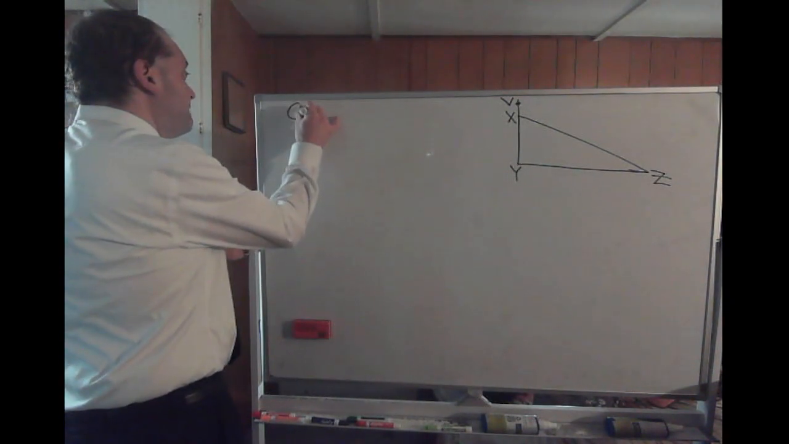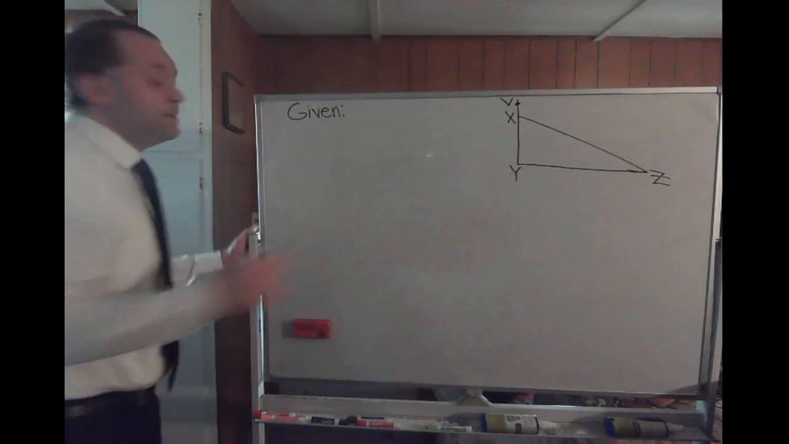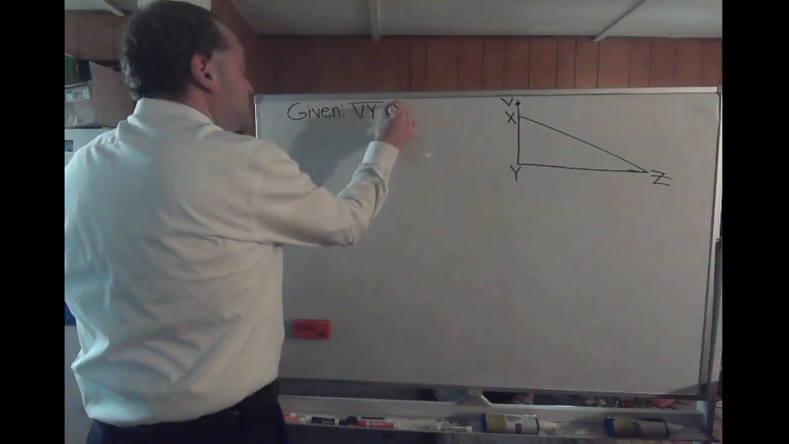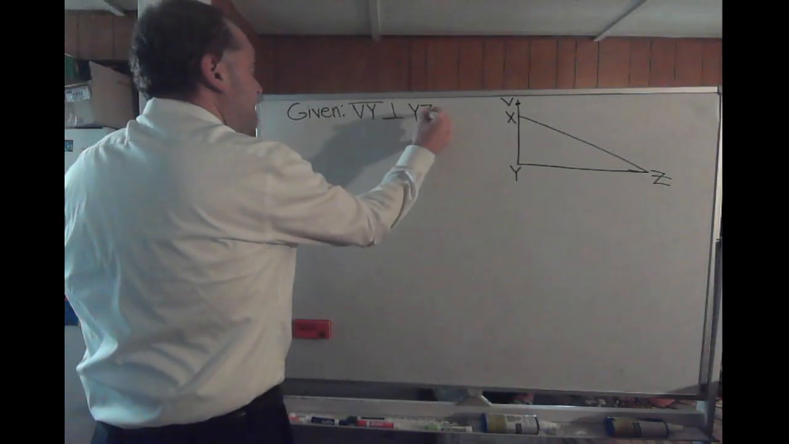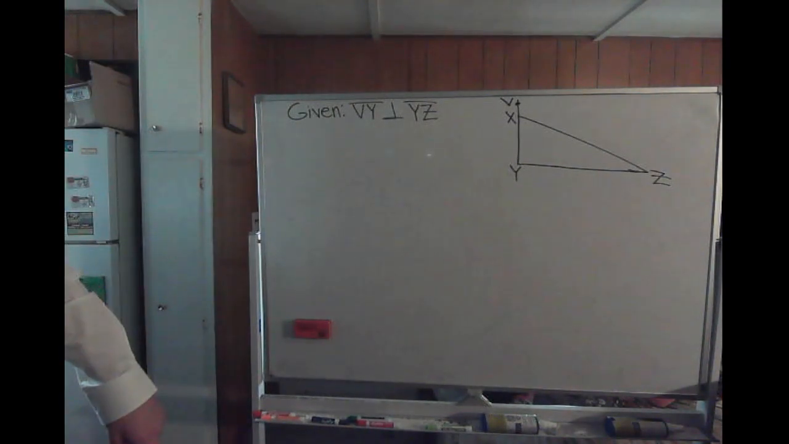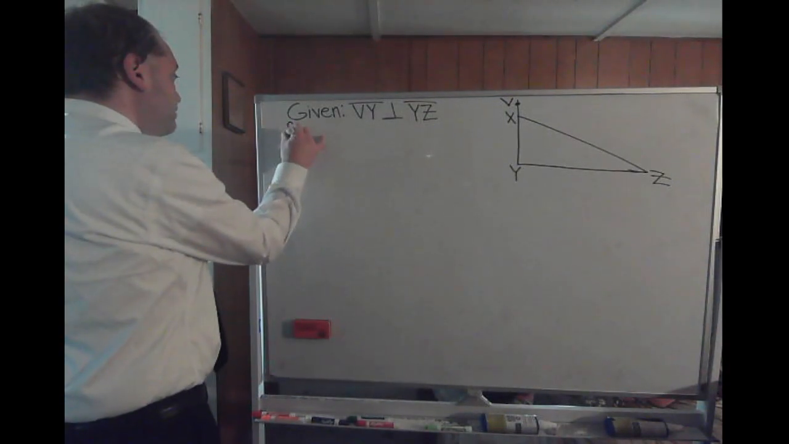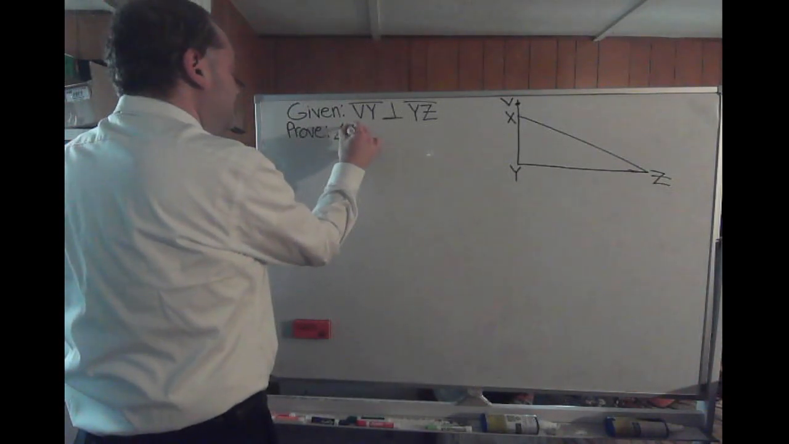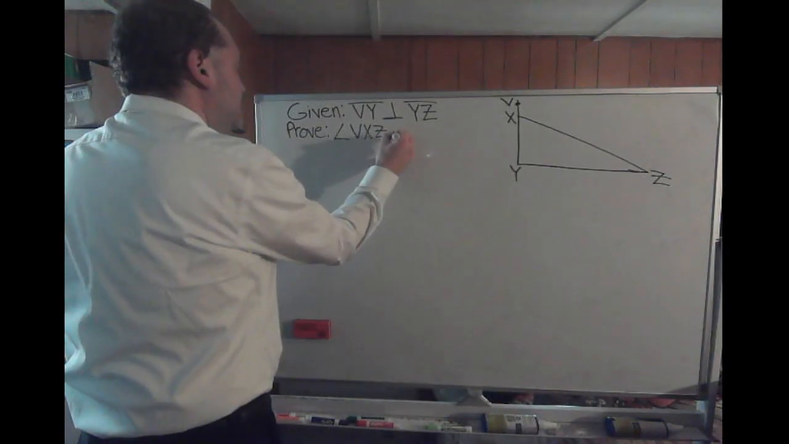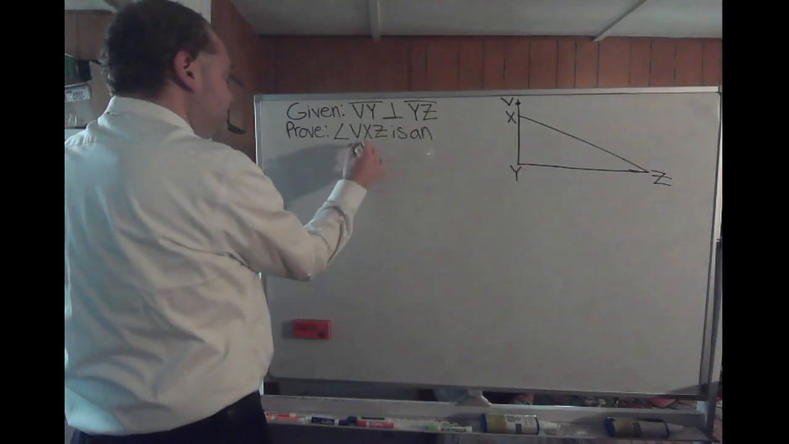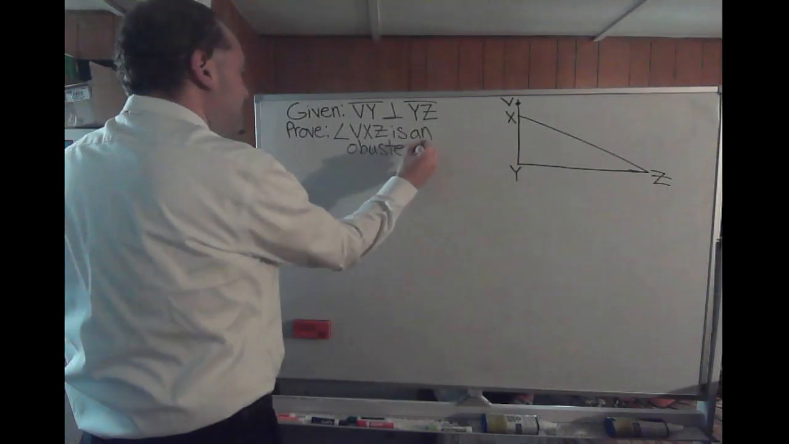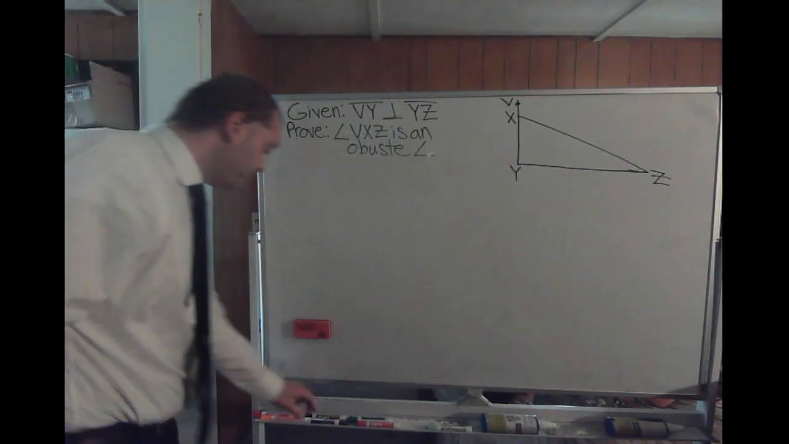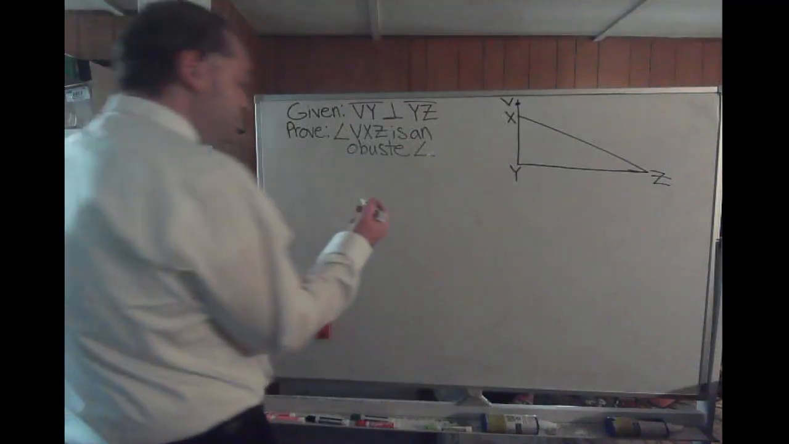We are given, what are we given? That VY is perpendicular to YZ. We've been given that VY is perpendicular to YZ. What we have to prove is that angle VXZ is an obtuse angle. It sounds harder than it really is. This isn't going to be that bad, okay? But let's go ahead nonetheless, start with our statements and reasons.